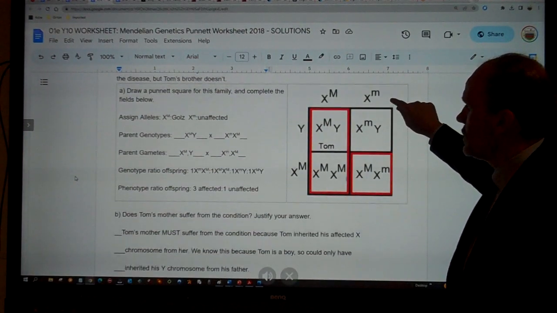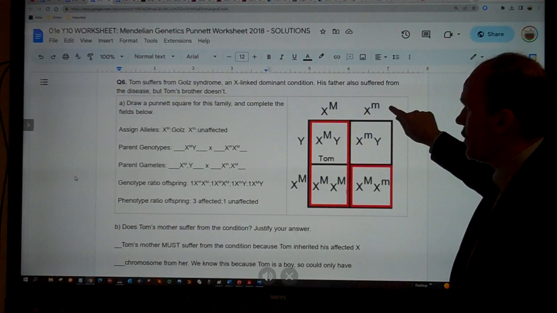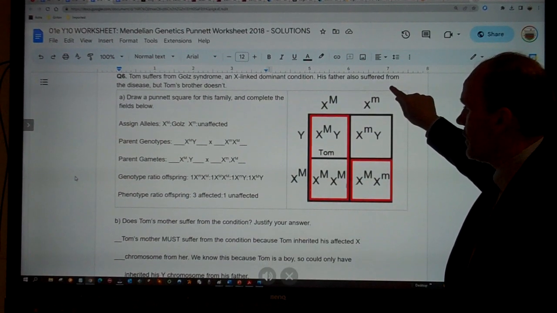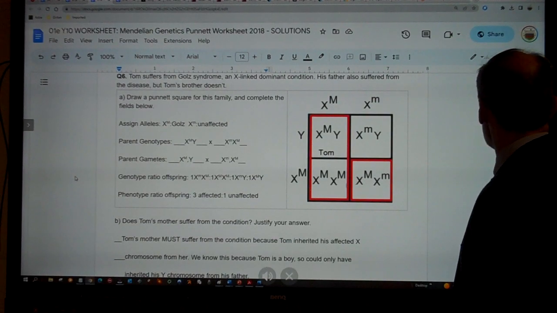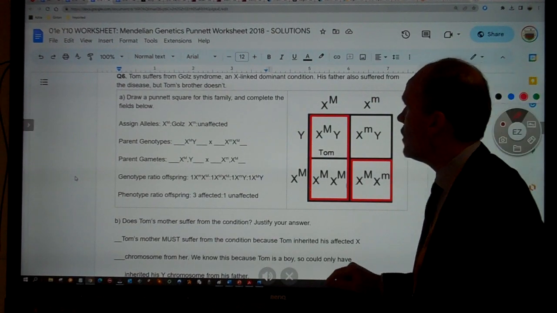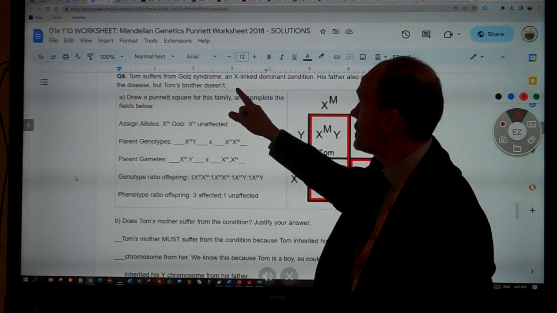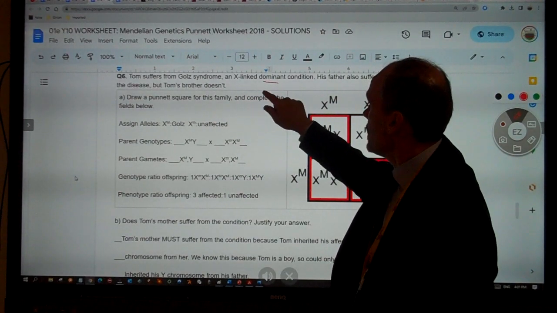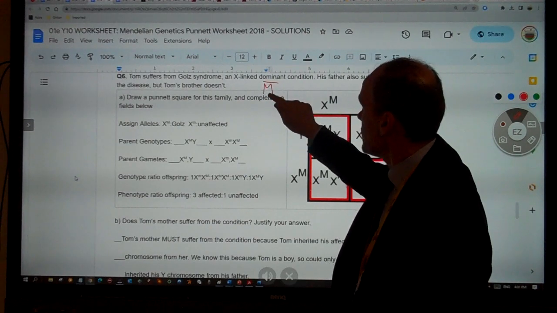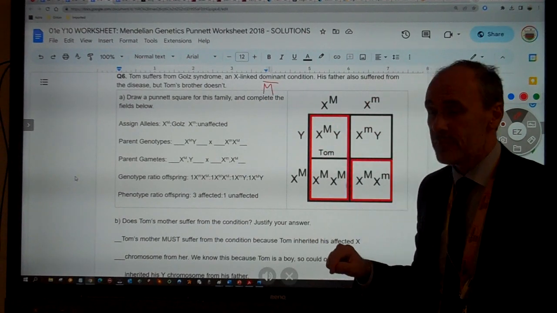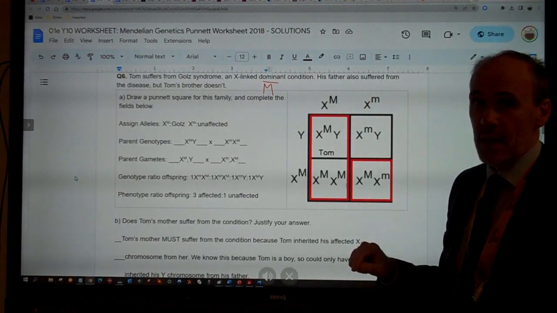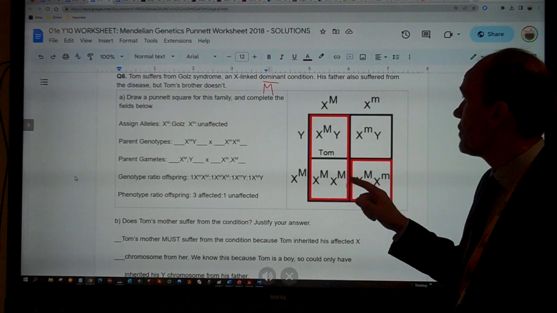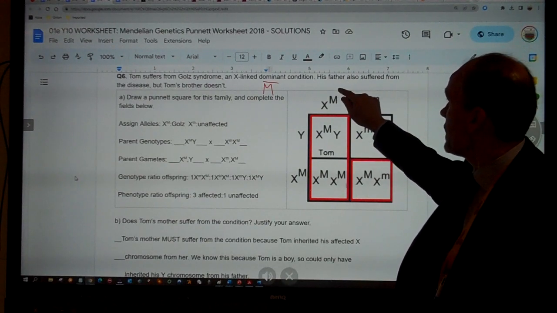Lastly, this one causes students a lot of trouble, but it's actually reasonably straightforward. Okay, right. So what we have here is Tom is a male and has Gault syndrome, which is X-linked dominant. Because I was lazy, I chose the same letters. So if it's dominant, it's a big M. Now Tom has the condition. His father also had the condition.